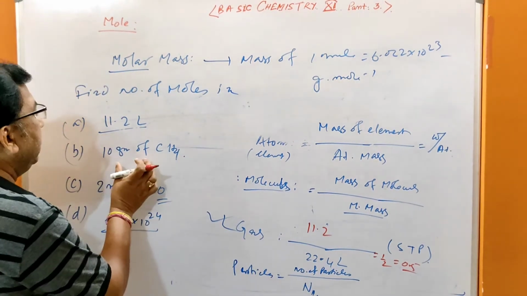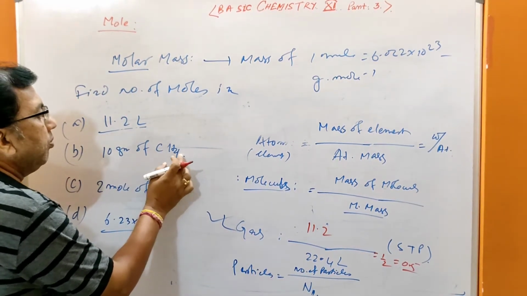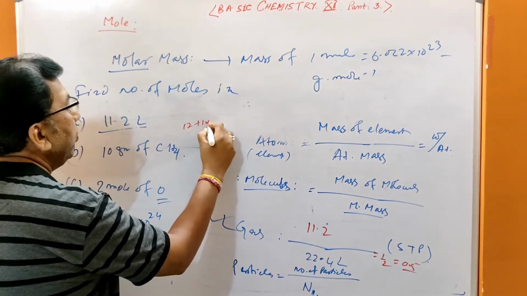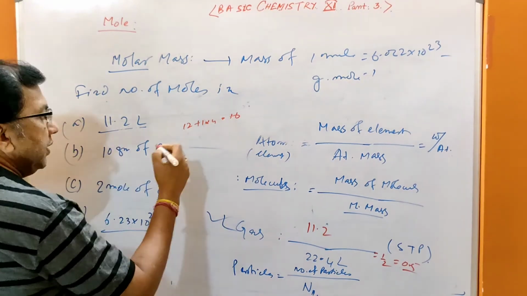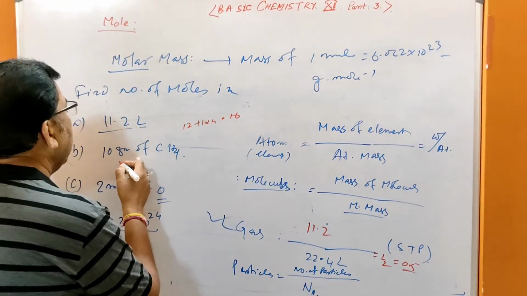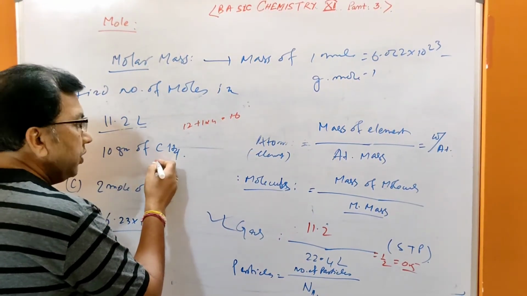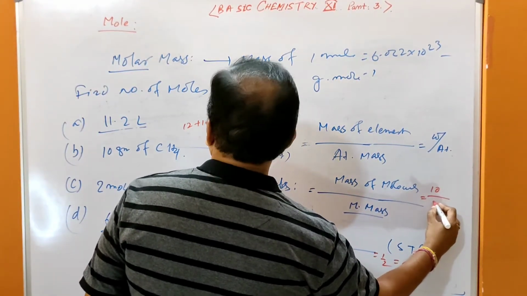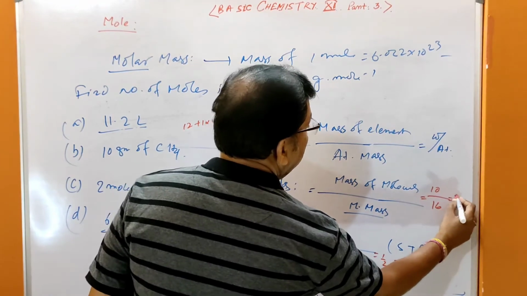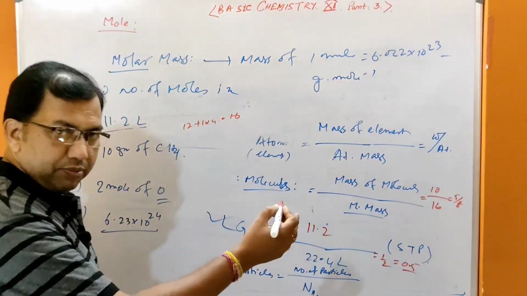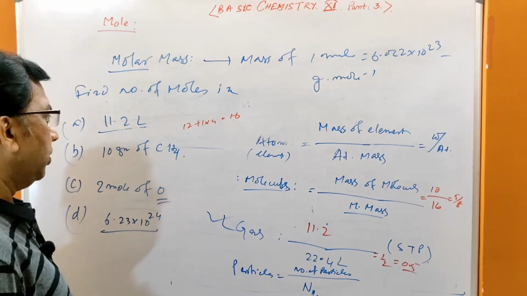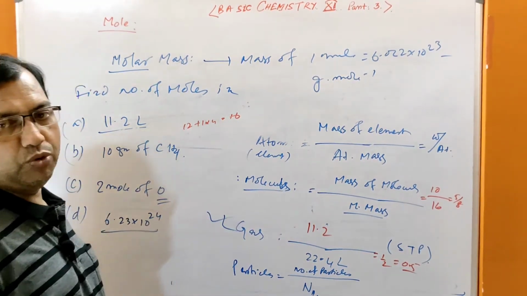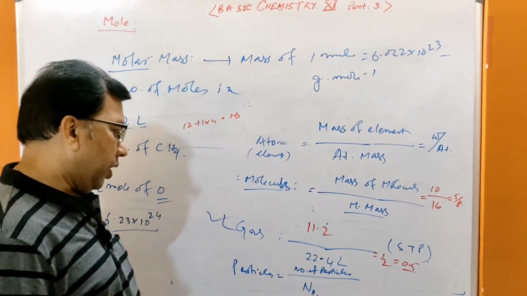In this case, you have to find out the molar mass of methane. Carbon is 12 plus 1 into 4, that is 16, then 10 by 16. So given mass by molar mass, the molar mass is 16, and the answer will be 5 by 8. Clear? That is the number of moles. In this way you have to find out the number of moles.